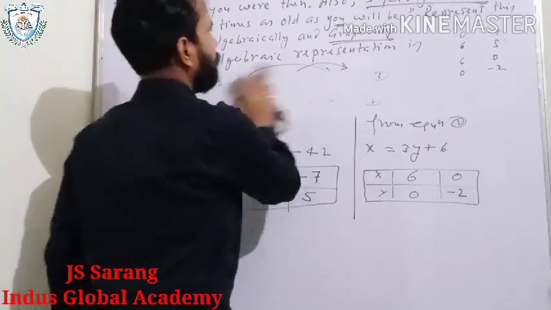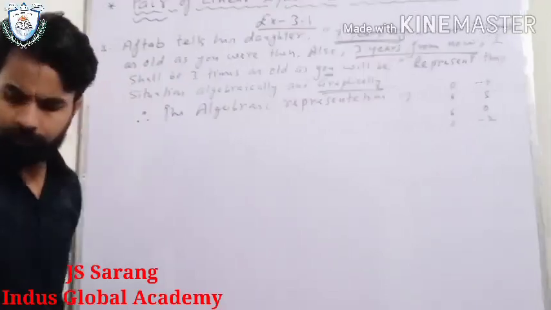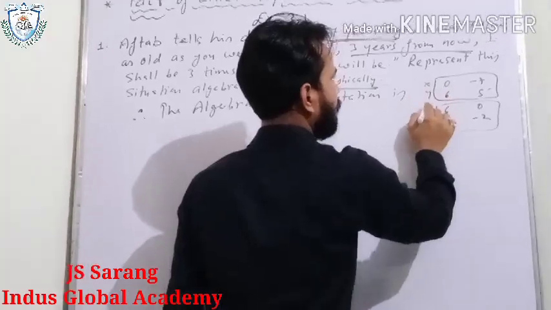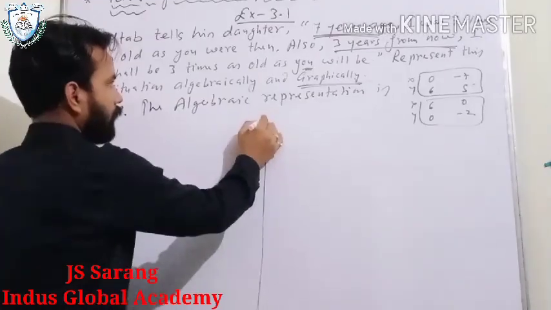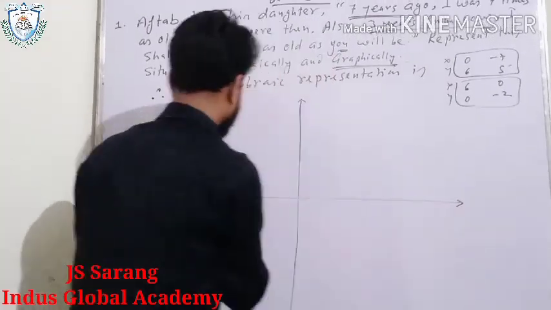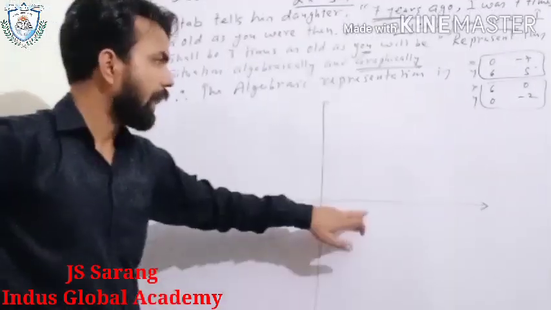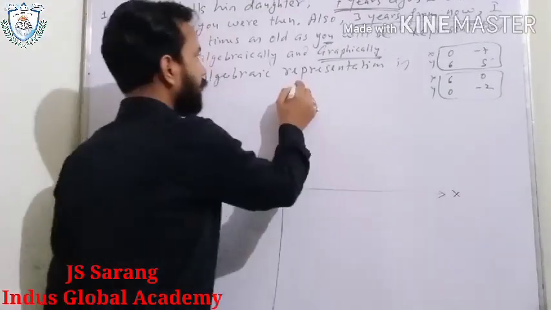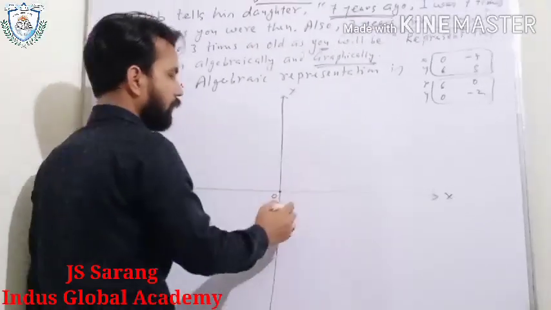So now I am plotting the graph for these two equations. So beta, for the graph we will draw a Cartesian plane, and you know very well, in a Cartesian plane, the horizontal line is known as the x-axis and the vertical line is known as the y-axis. So this is the x-axis and this is the y-axis, and this meeting point will be the origin.